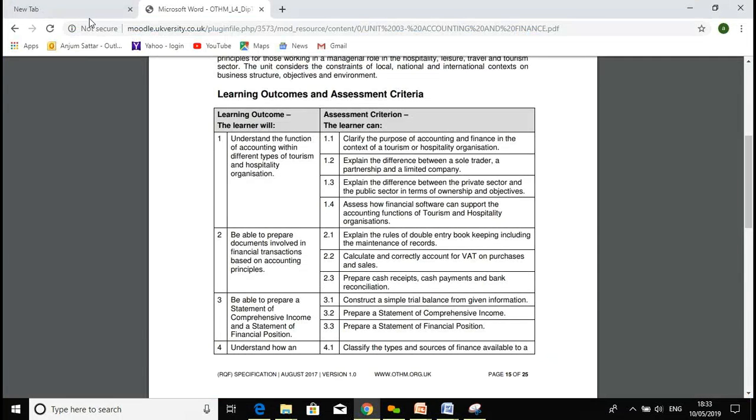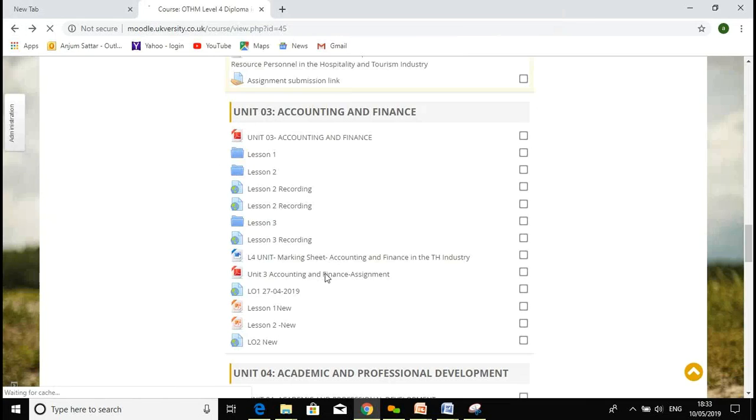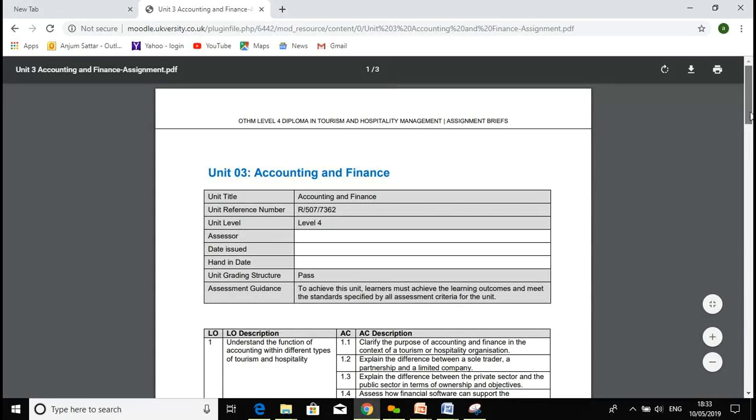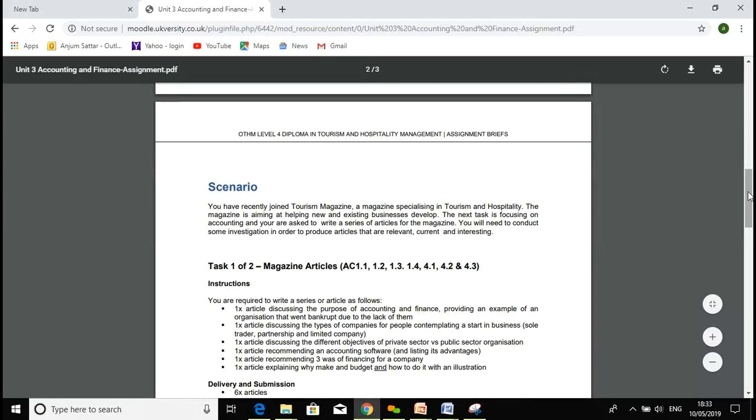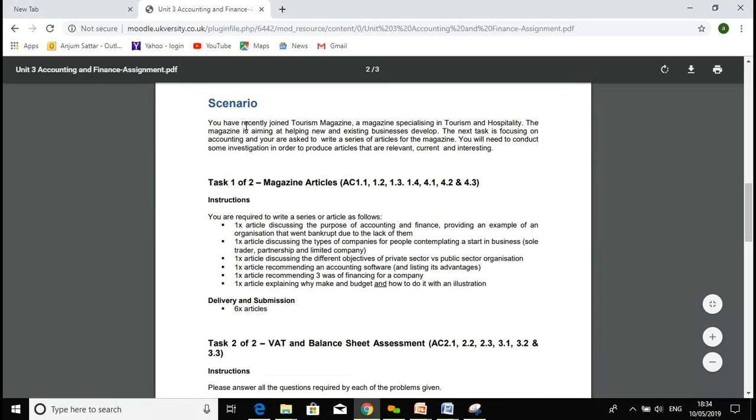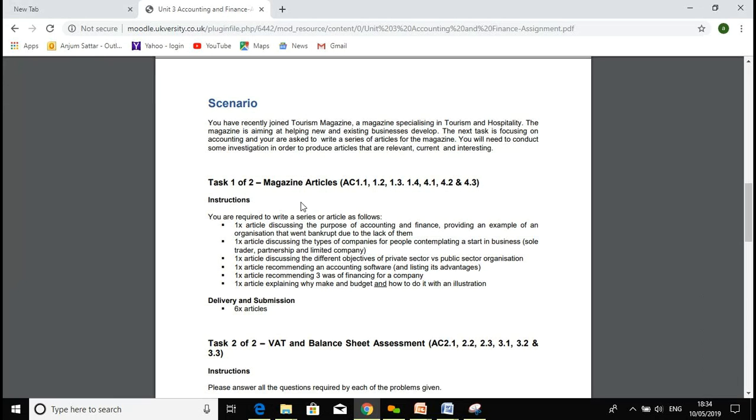We'll see how our assignment looks and how we can address some learning outcomes within it. We have a brief available online, so we can download it. First, your question: all these learning outcomes are addressed in the scenario where you imagine you recently joined a tourism magazine specializing in hospitality, and you need to write an article in the magazine. Task one is straightforward: we need to explain the purpose of accounting. We discussed that in the first lesson as well. The purpose of accounting is to record business transactions in a systematic way, so we can find what happened and how much money went in and out of the business.